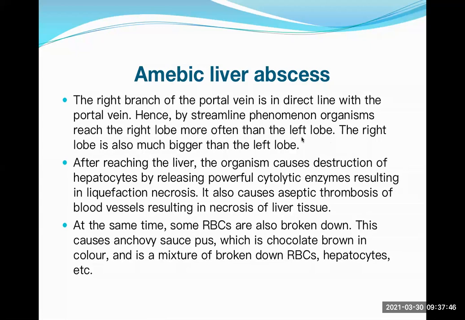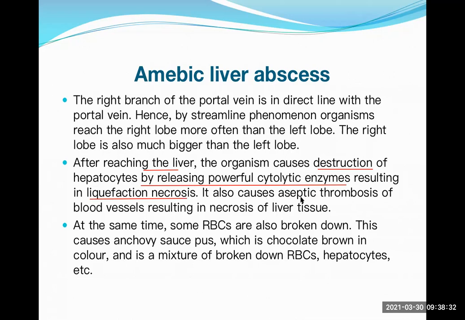Number one, the right lobe is bigger in size, so it receives more blood. Another, the right branch of the portal vein is in direct line with the portal vein, and it is also bigger in size. So whatever microorganisms are there in the portal vein have a high chance of reaching the right lobe of the liver. Once in the liver, see what they do there. The trophozoite form of Entamoeba histolytica causes destruction of the hepatocyte by releasing powerful cytolytic enzymes. It results in liquefaction necrosis, so liquefaction necrosis can occur inside the liver.